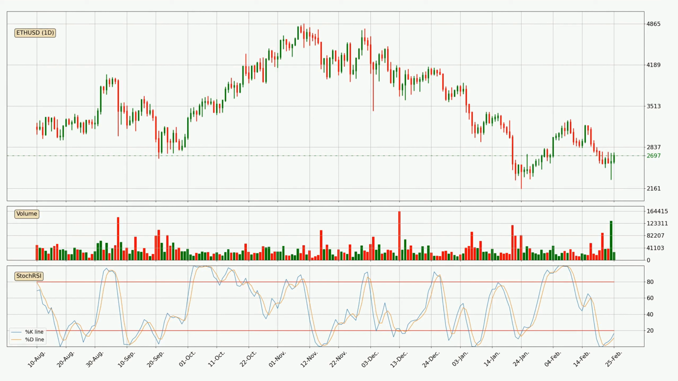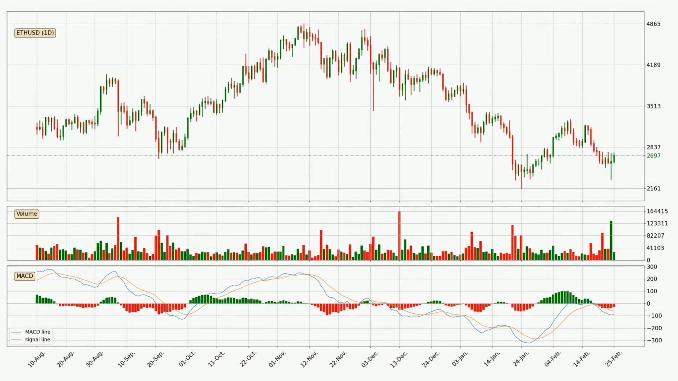Jumping to the daily stochastic RSI, we can see that the crypto is being oversold because the %K and %D lines are in the lower region. A change in the trend can be expected, or for the crypto to remain at least stable for some time. The trend has shifted upwards because the K line is currently located above the D line.